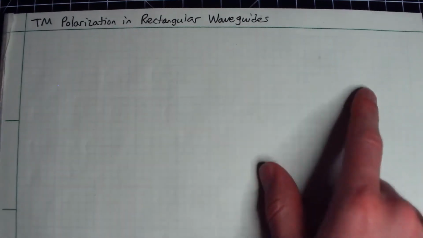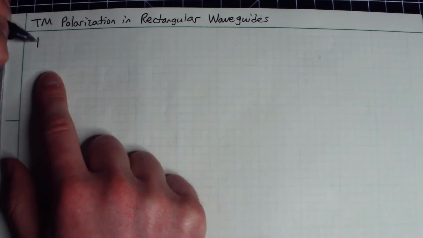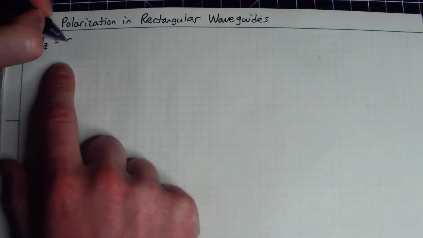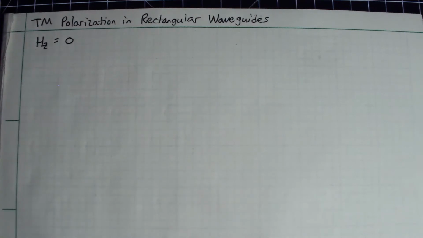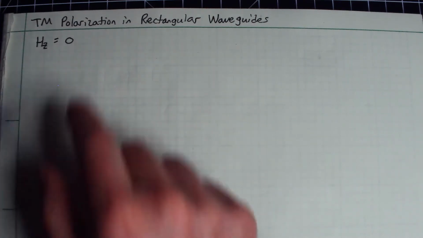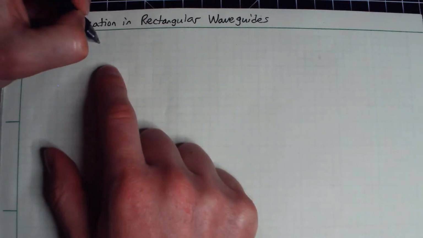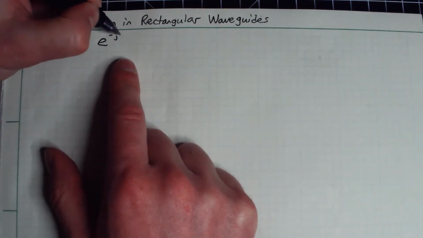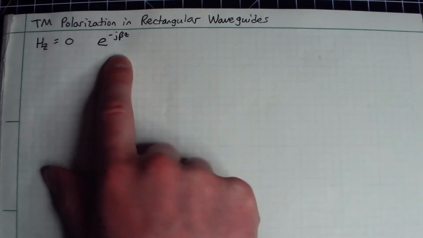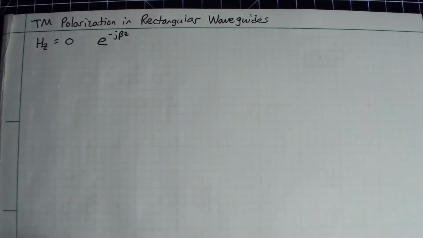So when we say TM polarization, what we're basically saying is the Z component of my H field is equal to 0. So there is no longitudinal component of propagation down my waveguide. And of course, we're also going to remember that all of my Z dependence is going to follow this e to the j beta z kind of function here.